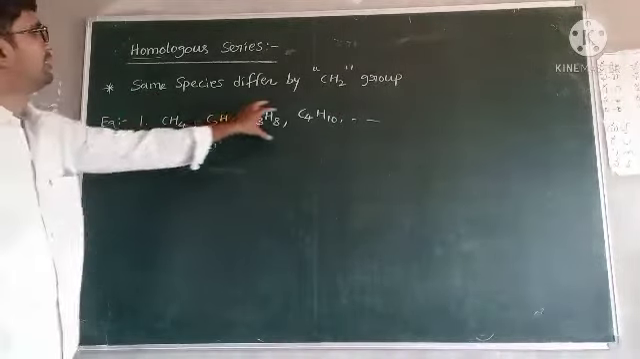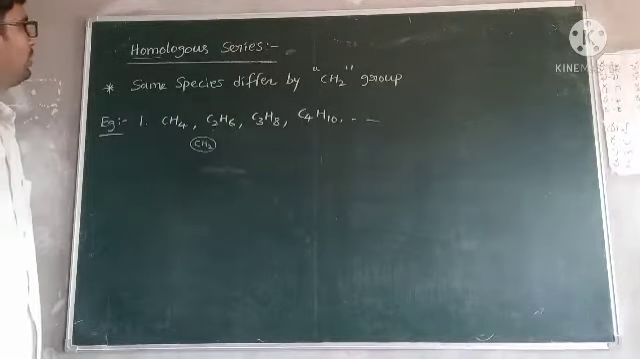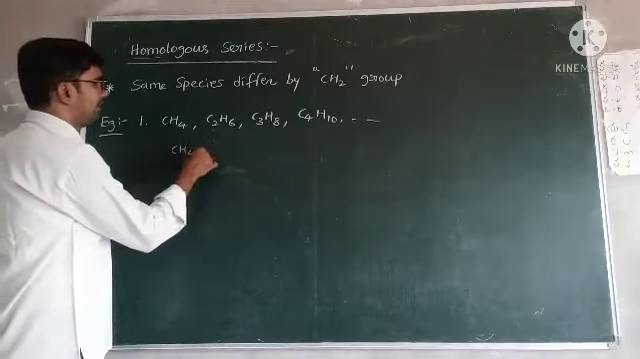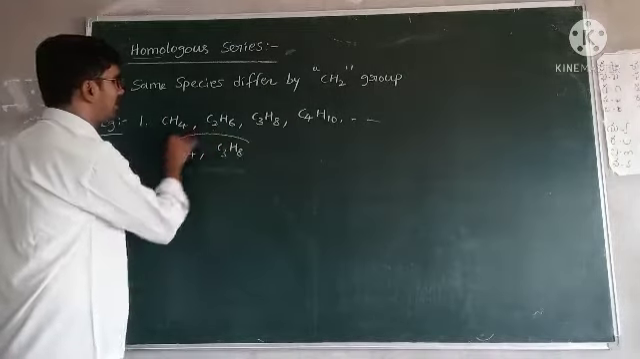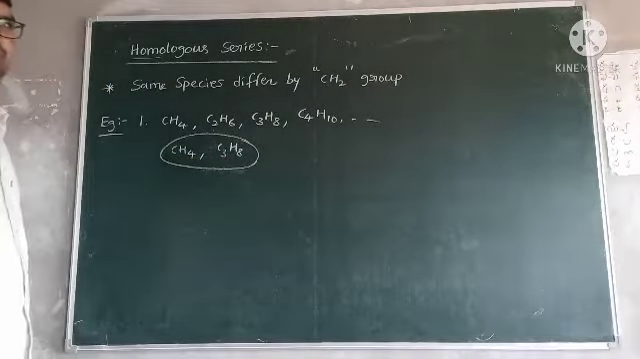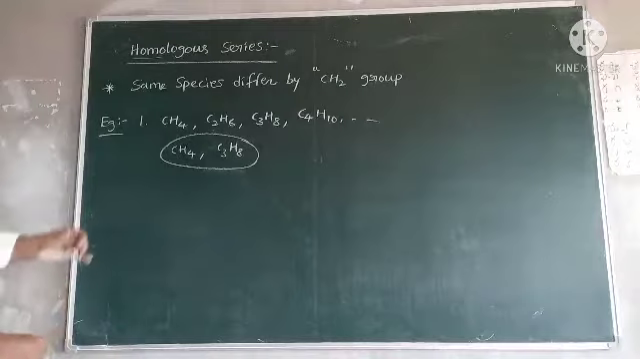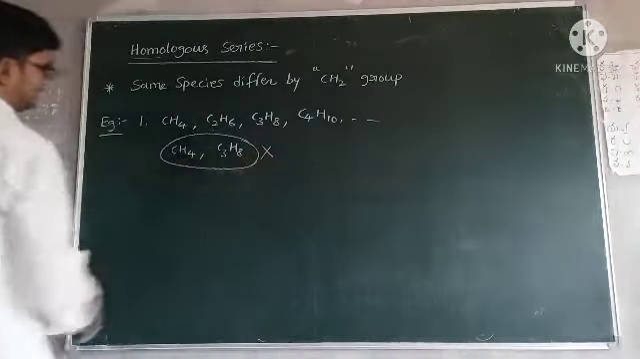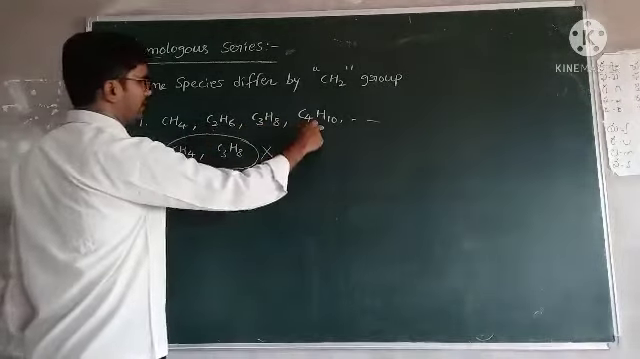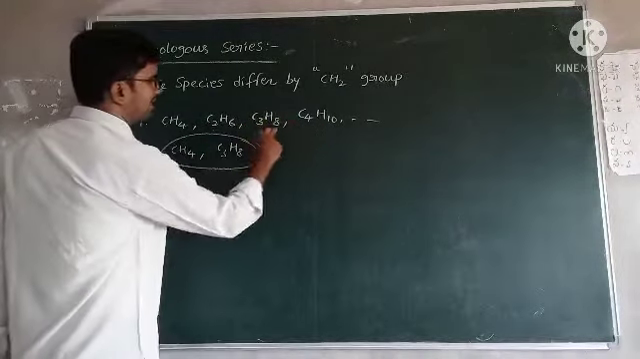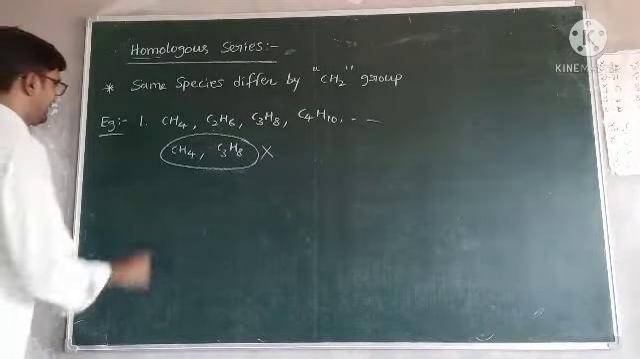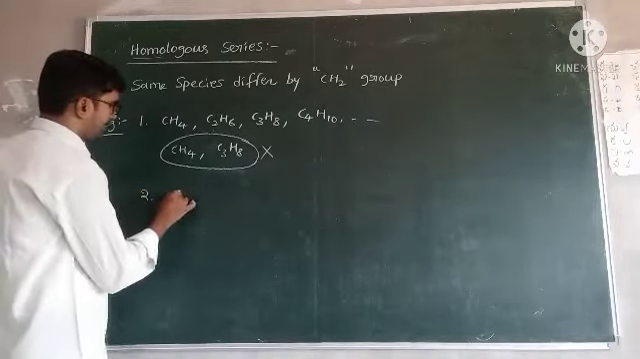Such a type of series is called a homologous series. But CH4 and C3H8, these two are not homologous because they do not differ by CH2. That is the important point you have to remember. This is not a homologous series. These three are a homologous series, or these four, or these three, or these two. Continuity is important for a homologous series. And one more example.